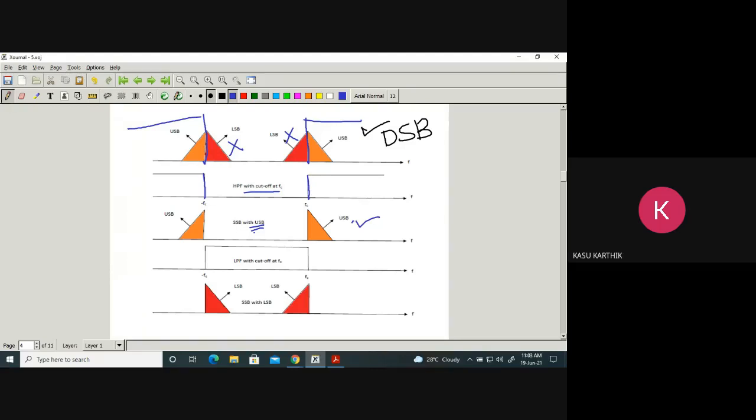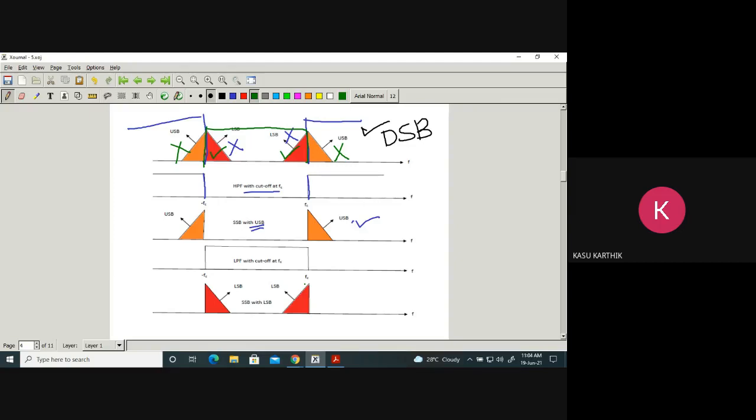Or you can do it another way. If I pass this through a low pass filter, what will happen? This is the low pass filter. The lower sidebands are transmitted and the upper sidebands are removed. So this is what you get. This is a simple generation. First generate DSB-SC, pass it through a high pass filter, and you get the upper sideband. That is one way. Another way, you pass it through a low pass filter with cutoff frequency FC, and you get the lower sidebands; the upper sidebands are removed.